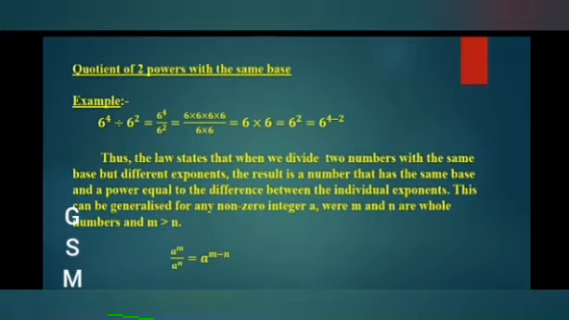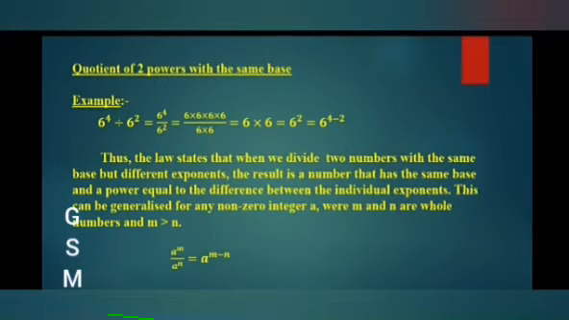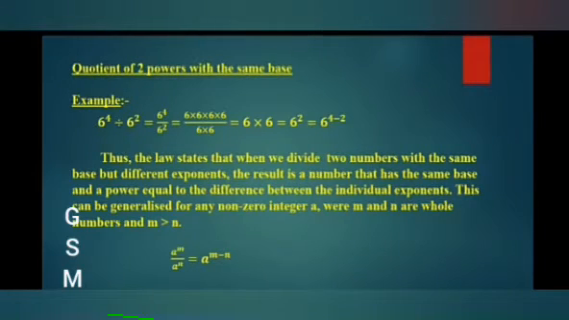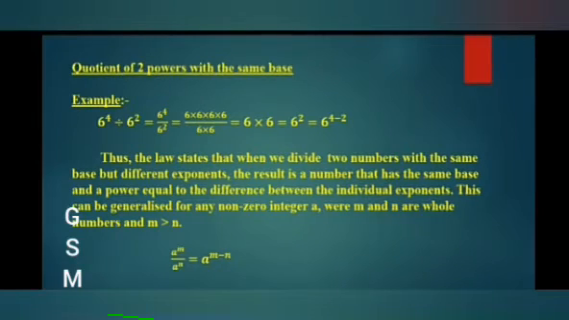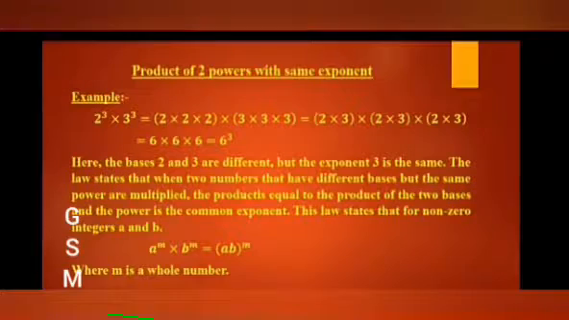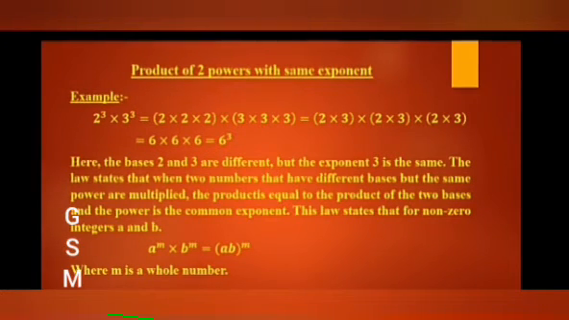This can be generalized for any non-zero integer a, where m and n are whole numbers and m is strictly greater than n. a to the power m divided by a to the power n equals a to the power m minus n. Next, product of two powers with the same exponent.